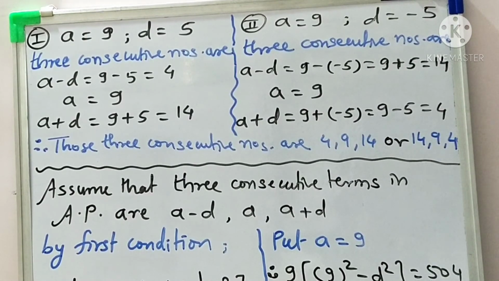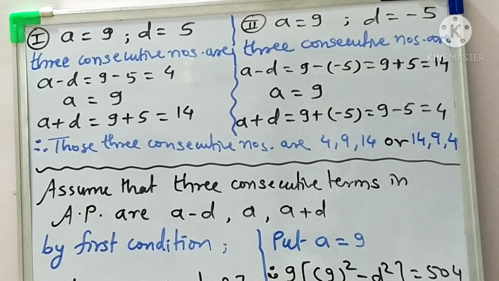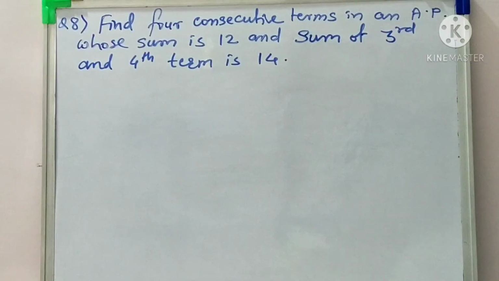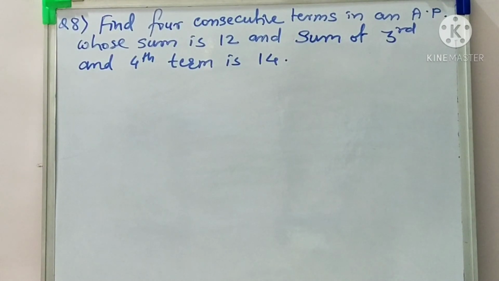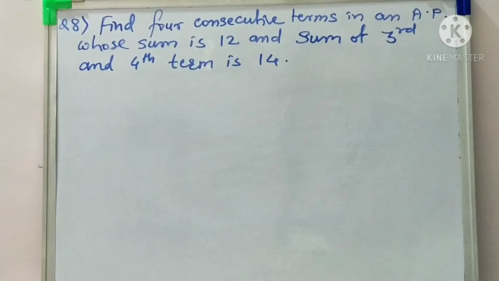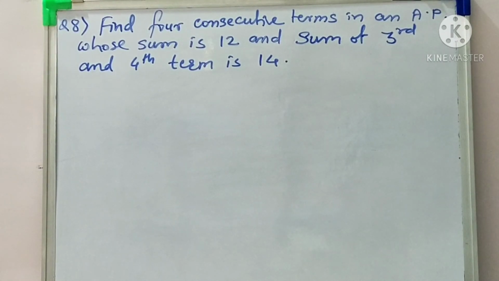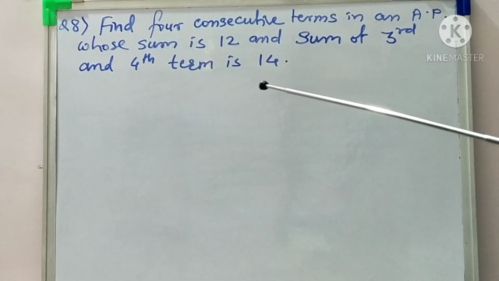Okay, so like this, for 3 or 4 marks, this is the example asked to exam students. Now next, example 8: find 4 consecutive terms in an AP whose sum is 12, and that the sum of the third and fourth term is 14.